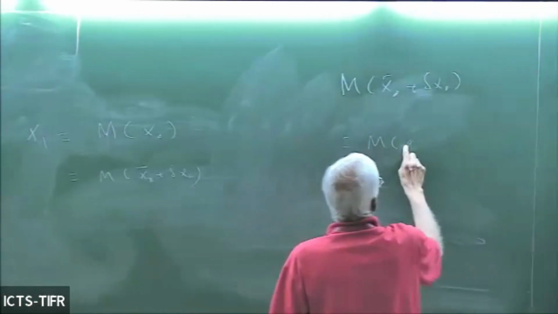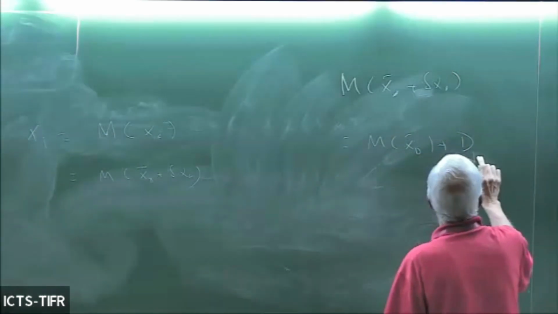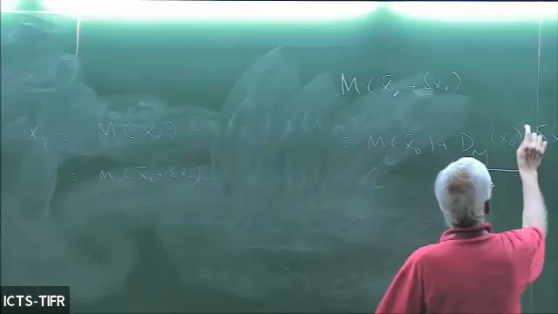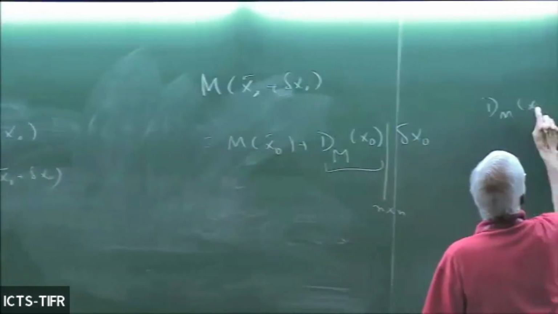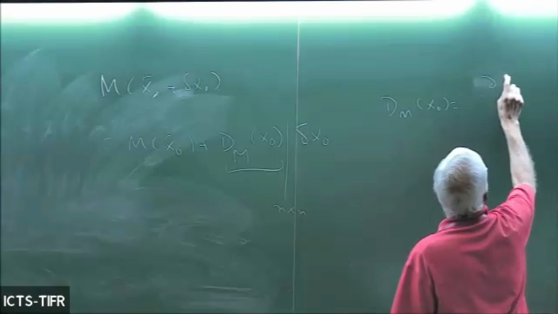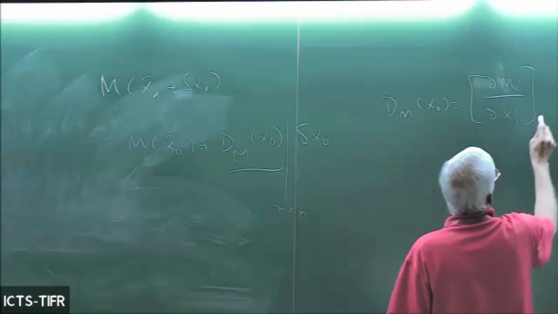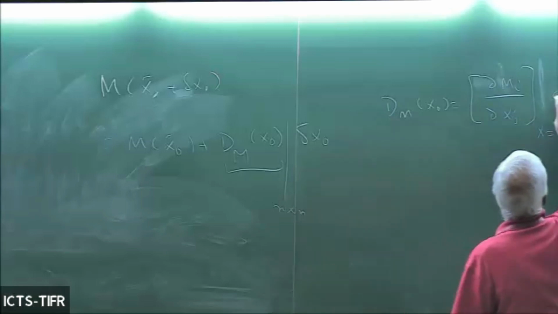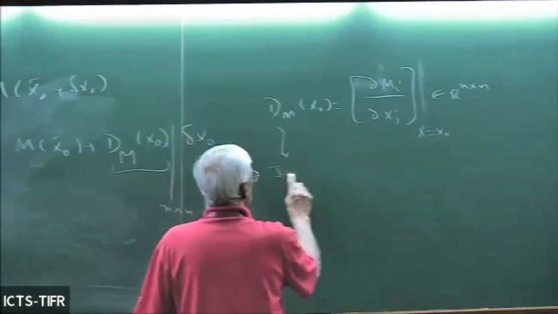m of x naught bar plus delta x naught is equal to m of x naught bar plus the correction. And what is that correction? That's called the Jacobian of m at x naught times delta x naught. And what is this? This is the n by n matrix. The Jacobian dm at x naught is equal to the partial of m i with respect to x j, evaluated at x equal to x naught. That's the n by n matrix, and in mathematics this is called the Jacobian.